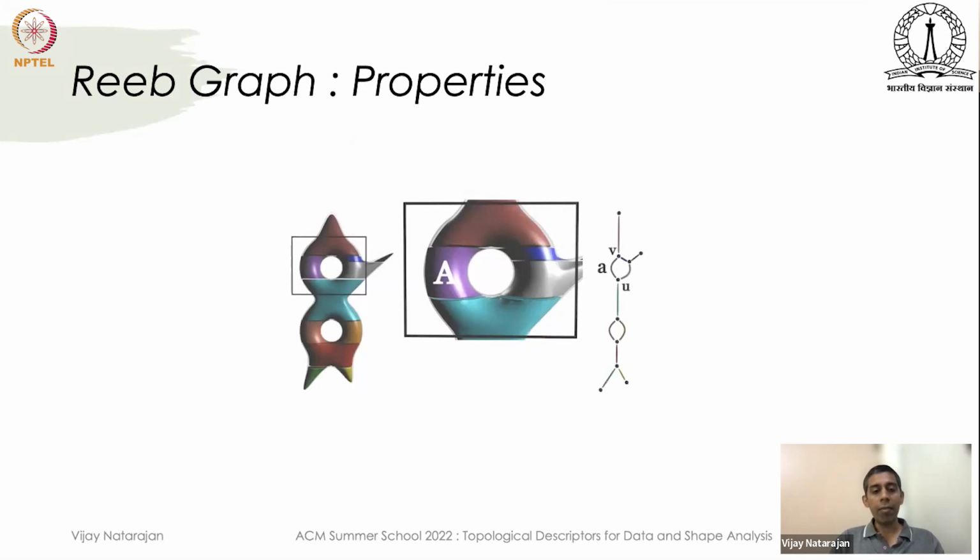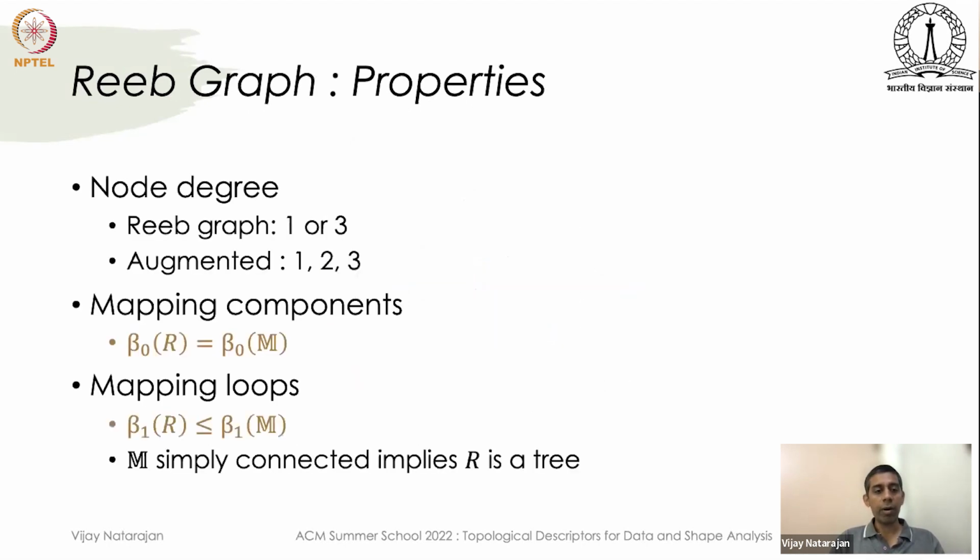So with that in mind, let's talk about some properties. The degree of the nodes is the first thing we want to study, right? So the Reeb graph is a graph like any other graph, but it's a special graph in the sense that the nodes can either have degree 1 or degree 3. Now, why is that? The extrema, which is maxima and minima, have degree 1. These are the leaves of the graph.